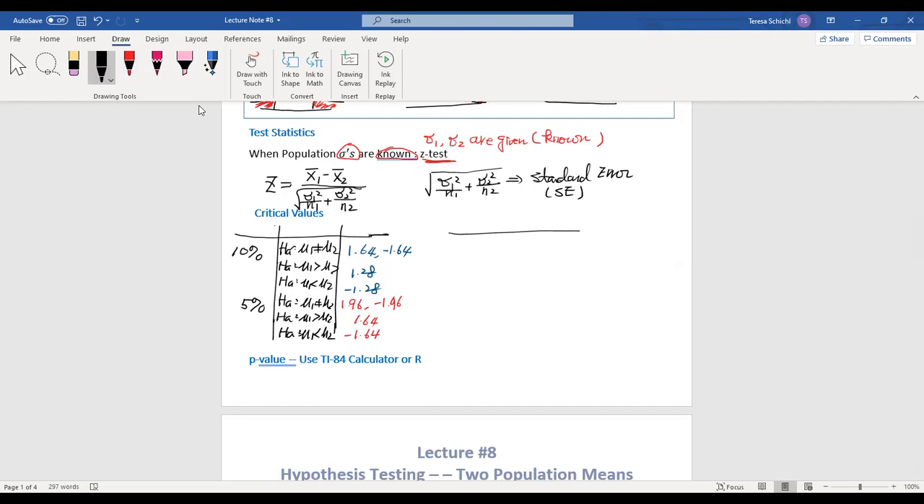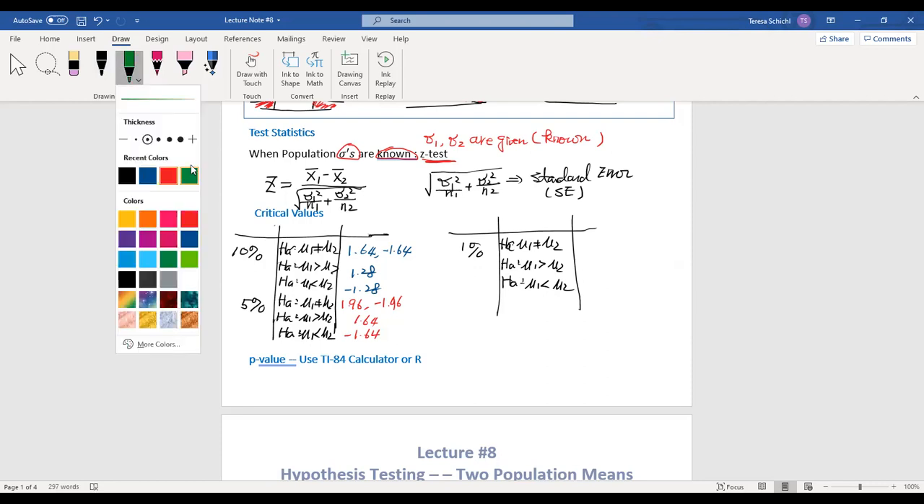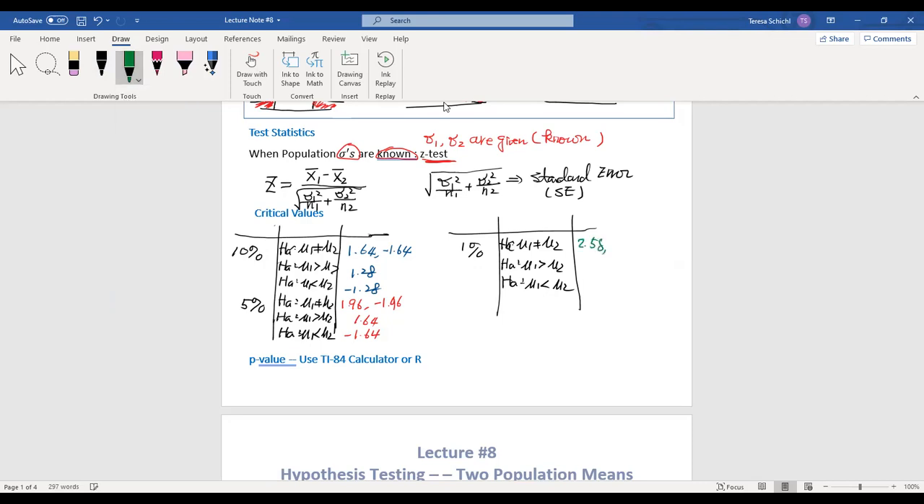Then the other very popular one is 1%, right? So this is the 1% significance level. We still have 3 alternatives. So mu1 not equal to mu2, HA is mu1 greater than mu2, and HA is mu1 less than mu2 here, correct? Okay, so now let's do one more time. Do we remember what this is? This is 2.58, negative 2.58, okay? Then we have 2.33 and negative 2.33.